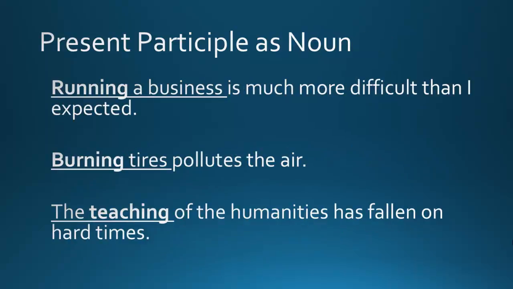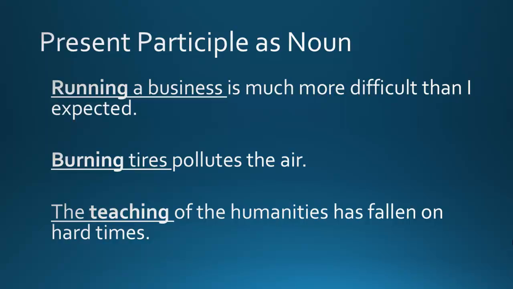Okay. To make matters worse, and to be perfectly honest, present participles can also act as nouns. Okay, and that's what we have in our sentence that we're talking about. Here we have activities. Running a business is much more difficult than I expected. Burning tires pollutes the air. The teaching of the humanities has fallen on hard times. Okay, so these are activities.